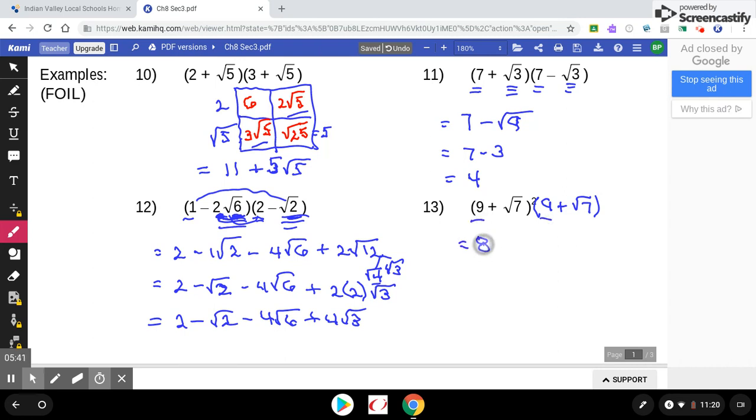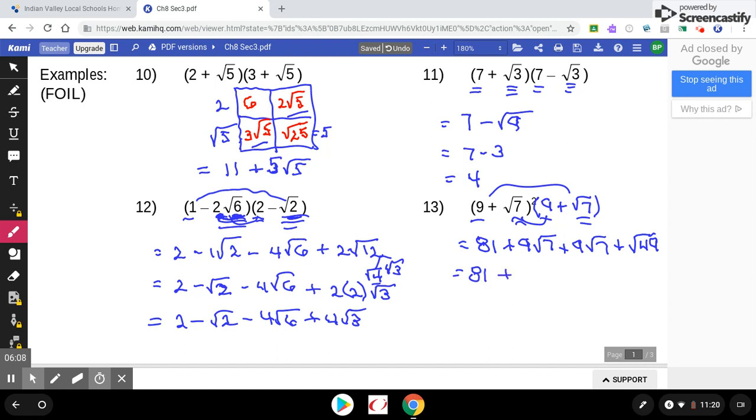First times first. Outside 2. Inside 2. Last one times last one. And again, if you want a shortcut right there, you are welcome to do so. You're probably thinking to yourself, hey, I knew that was going to be the square root of 49, but I'm going to go ahead and write it. Clean it up.